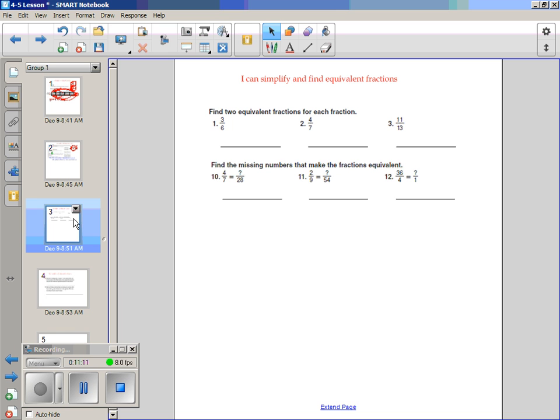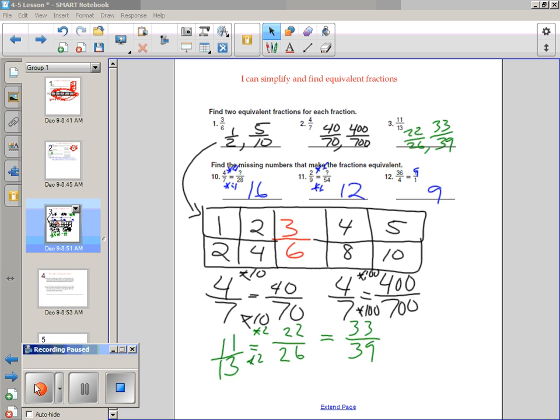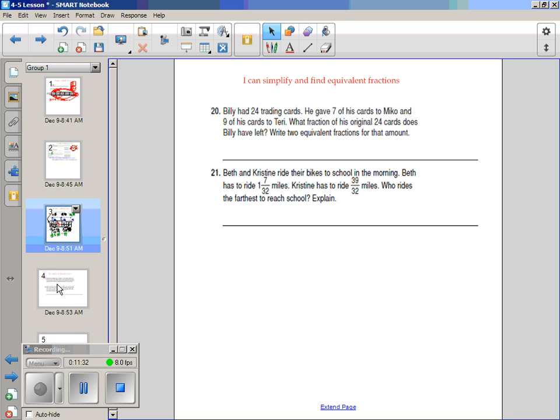So now, let's see if you guys can do this. Can you find two equivalent fractions for each fraction? Tell me two that are equal to 3/6. Tell me two that are equal to 4/7 and two that are equal to 11/13. Okay? I'm going to give you a few. Now, at least that part is recorded.